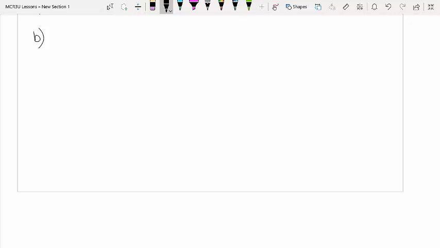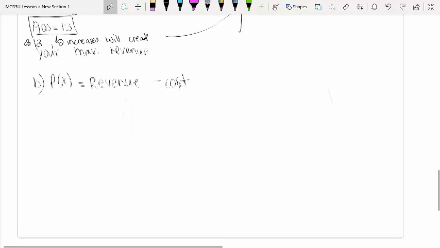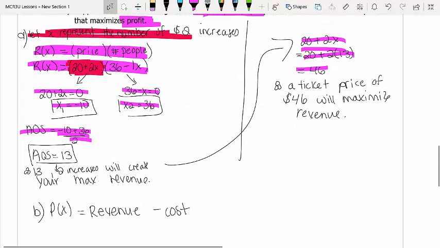So let's use our profit equation. Profit is equal to revenue minus cost. Okay, now let's plug in our values. So what is the value for revenue? Well, we used the revenue equation in part A. Here's our revenue equation. So we're just going to plug that in to our profit equation.